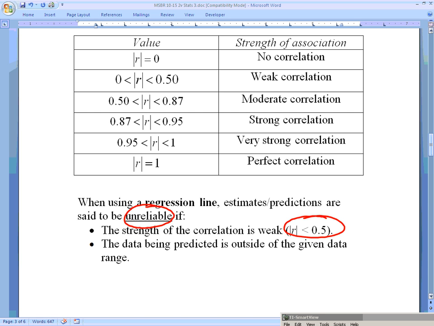So there's only two ways that, for this course anyway, we're concerned about our data being unreliable. Number one is if we have a bad correlation coefficient, meaning an R value whose absolute value is less than 0.5, less than half. And there's another way that we can have a bad prediction, and that's if the data being used for our prediction is outside the given data range. And we'll look at an example of that coming up.